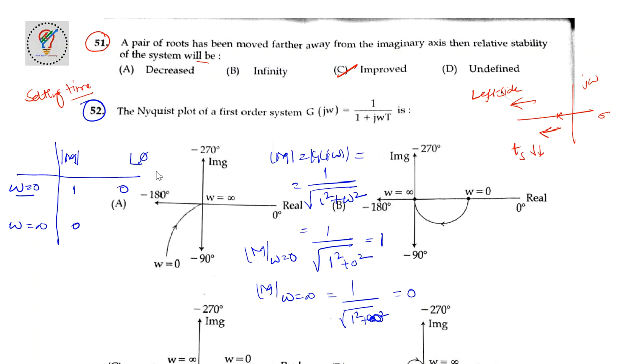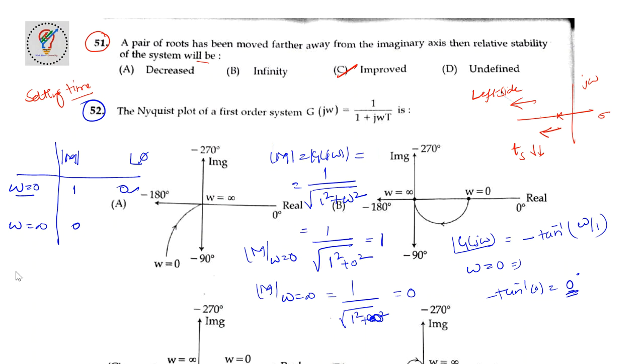Next one. When we draw the phase angle, g of j omega angle is equal to minus tan inverse of omega T by 1. Now when omega equal to 0, that implies angle is how much? Minus tan inverse of 0 is nothing but 0 only. So we got the angle here 0.